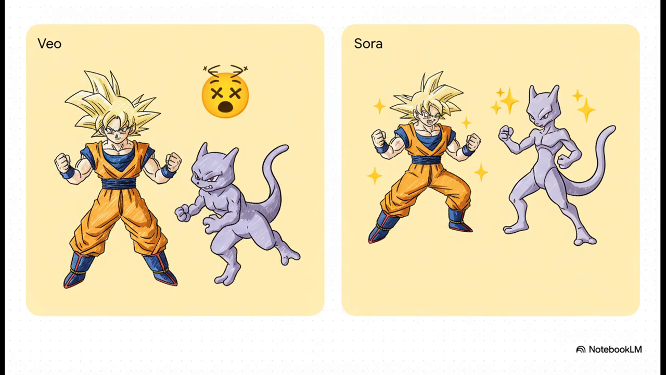And for a classic showdown, Goku versus Mewtwo, Veo struggled again. Its Goku was okay, I guess, but there was visible warping, and its Mewtwo was completely unrecognizable. Sora 2 just rendered both iconic characters much more accurately. So the verdict on this test is pretty clear. When it comes to pop culture, Sora 2 is just playing in a different league.